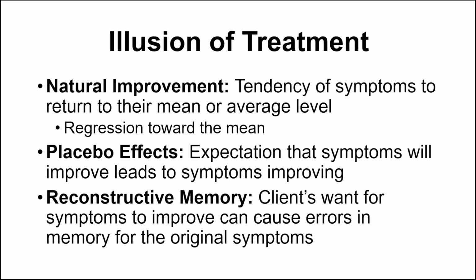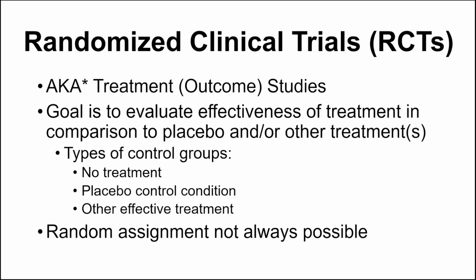So in this case, when we're saying that our clients' want for symptoms to improve can cause errors in memory for the original symptoms, it's basically saying that we have sort of this expectation that we're getting better. And so when we think back and remember the times before we came to treatment, we almost end up overemphasizing the badness of those symptoms. So because we want now to be better, we remember before as being worse just because that's more in line with our expectations, with our current thought patterns, and because our memories are very flexible, that's exactly what happened.